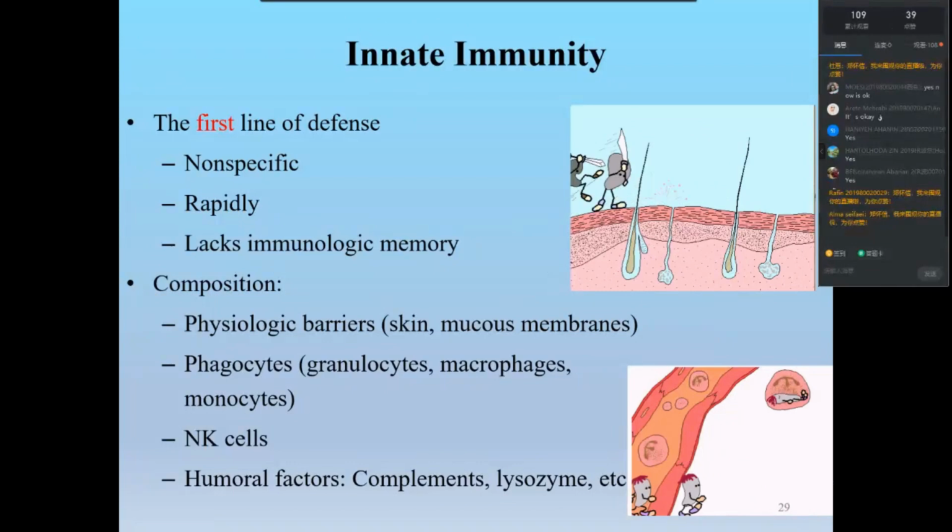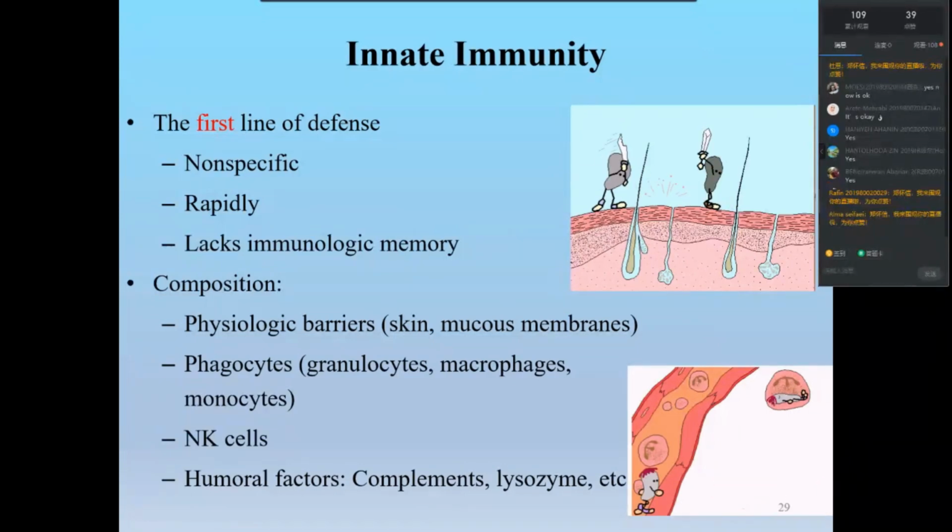So any microorganisms invading the system will be cleared by innate immunity, and they can respond rapidly. But it lacks immunologic memory. This is a traditional belief that innate immunity does not form memory cells. But in recent years, advances have shown that some innate immune cells, like NK cells, can actually form memory. That's very recent research results. It's not in our textbook yet.